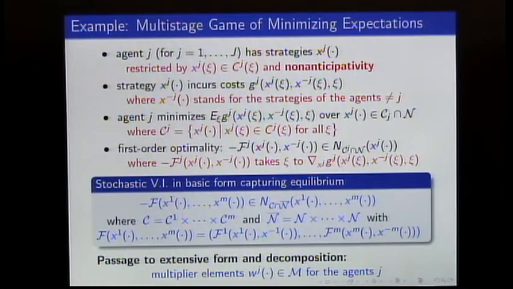And we have first order optimality. And then following that basic pattern, you can go back and put it all together again as a single stochastic variational inequality.